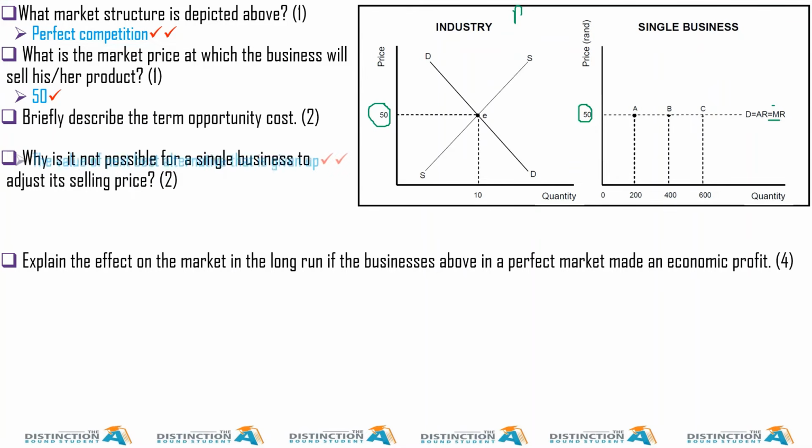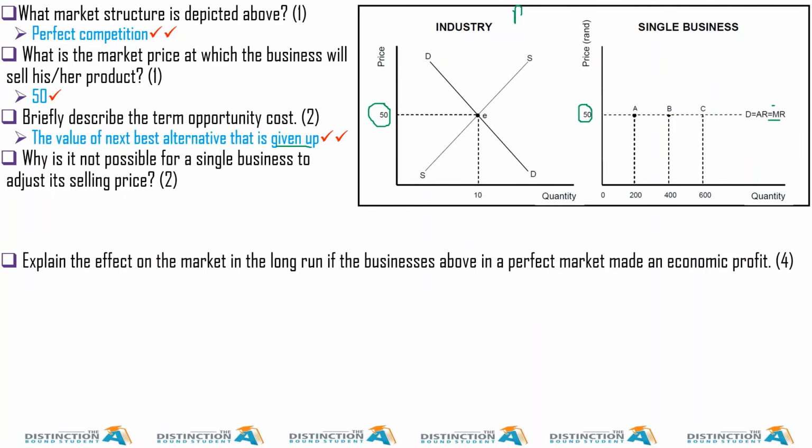Briefly describe the term opportunity cost. Opportunity cost is nothing but the value of the next best alternative that is given up. Just like right now, what I'm doing, I could be sleeping. So doing what I'm doing is costing me sleep. I could be doing other things right now. Whatever it is that I could be doing, I'm giving it up. So that's opportunity cost.